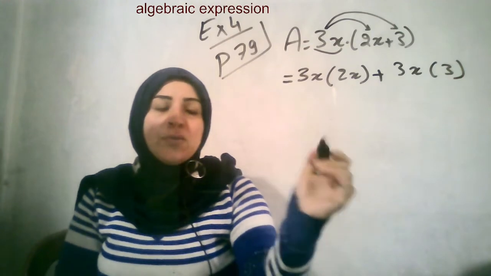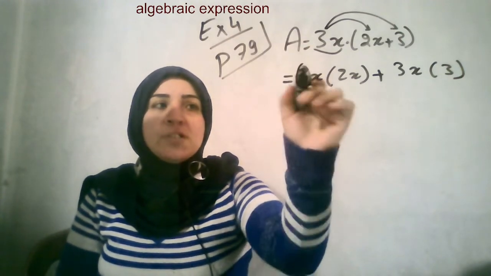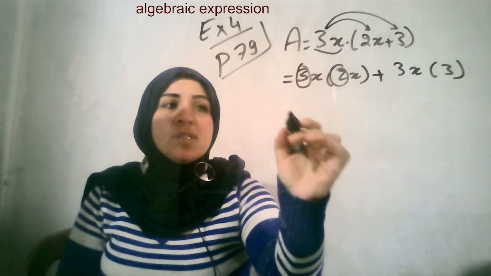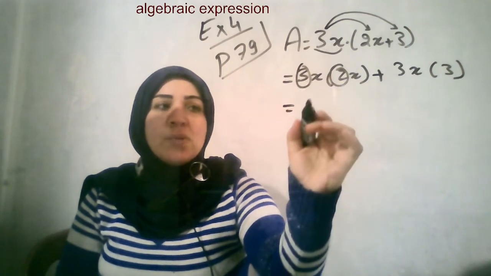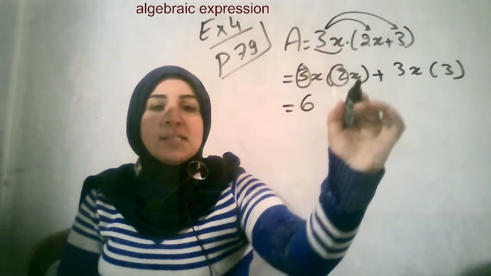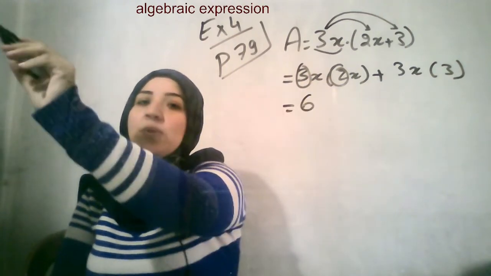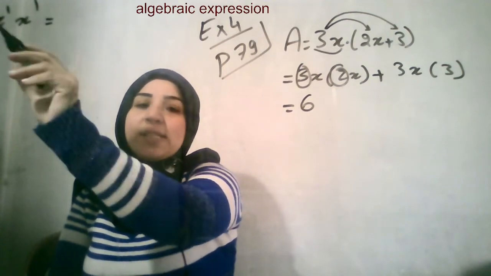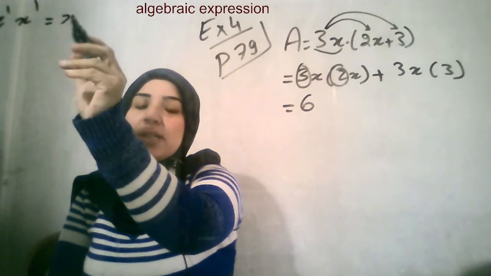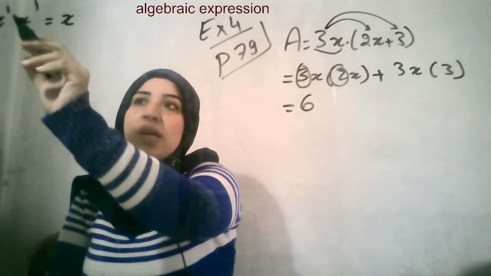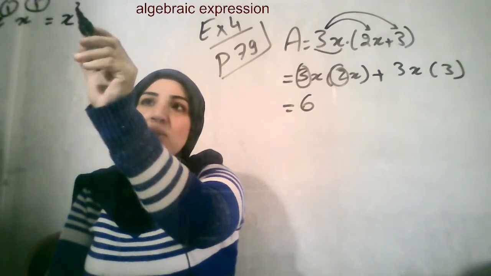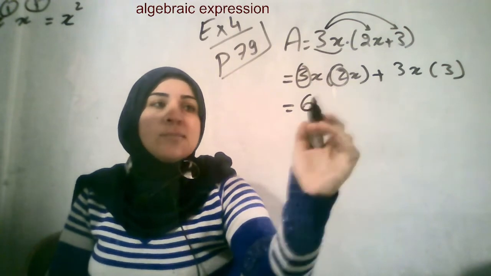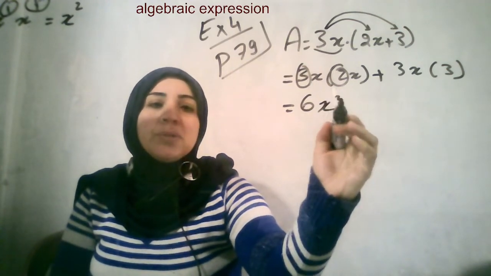As we said before, we multiply the coefficients by each other. So 3 times 2 is 6. X times x is x to the power 1 times x to the power 1. We have the same base, so I just write the base and add the exponents. 1 plus 1 is 2. So x times x is x power 2.